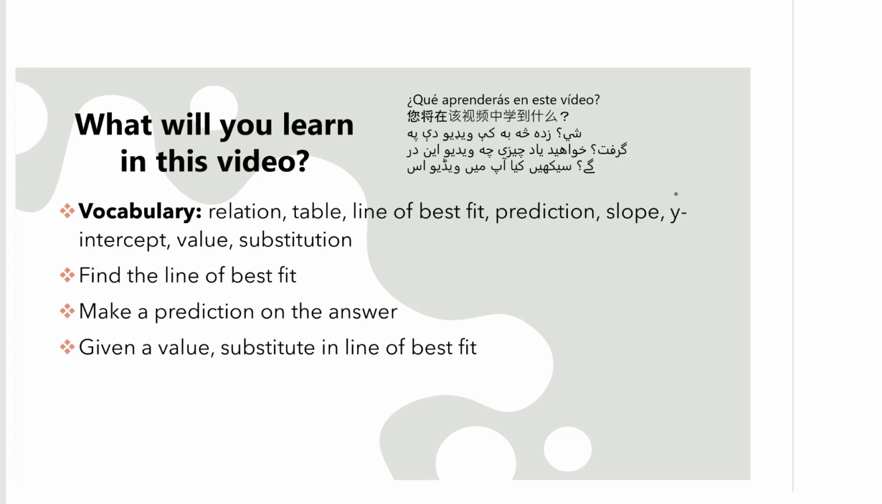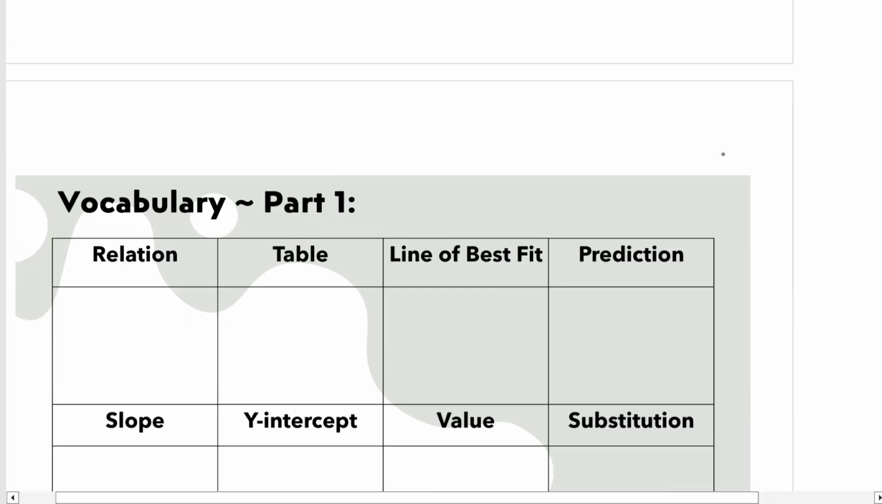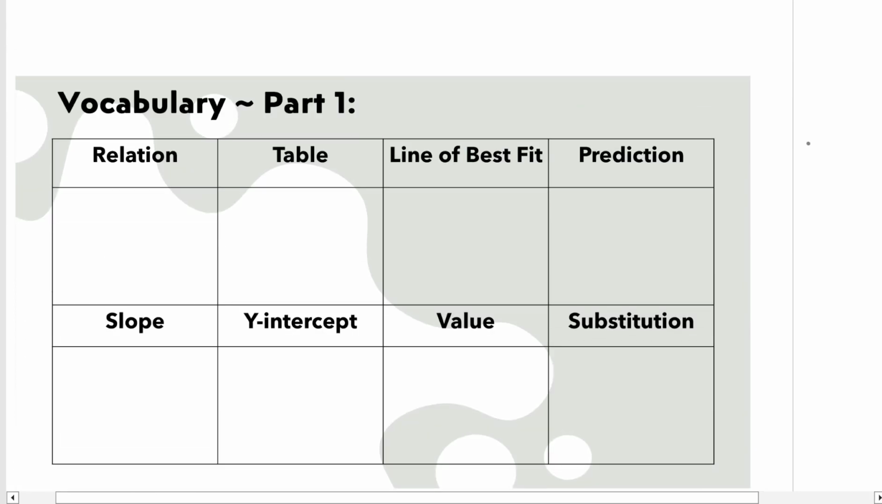Then you're going to learn to find the line of best fit, make a prediction on the answer, and then given a value, substitute in the line of best fit. First, we're going to do vocabulary part 1.